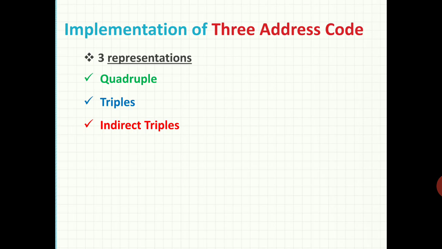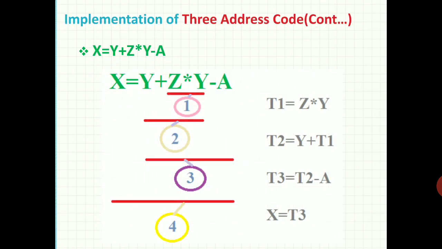We can represent the three address code mainly in three ways. The first one is quadruple, the second is triple, and the last one is indirect triple. First, we can see how a particular statement is executed.